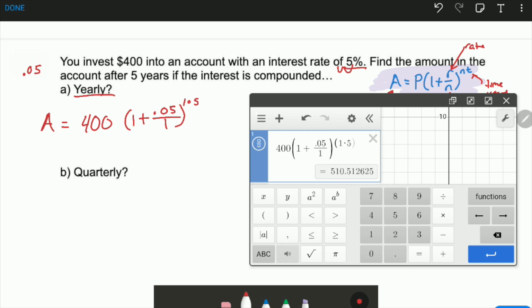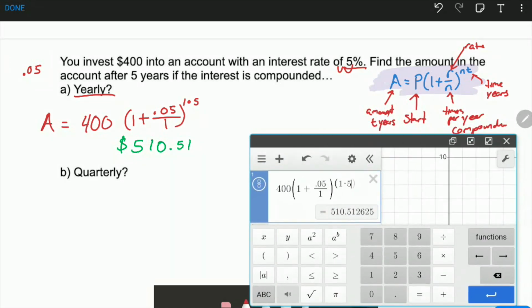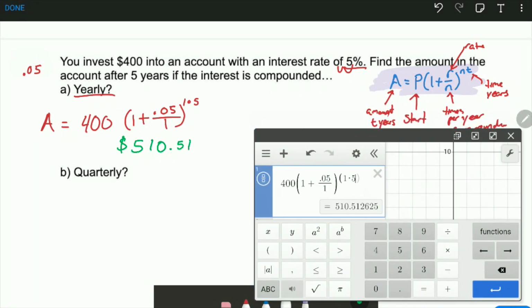So if I type this in, I'll get $510.51. There we have it for part A. Now if we do the same thing for quarterly, when it's compounded quarterly, well, quarterly just means it's compounded 4 times a year. There's 4 quarters in a year.